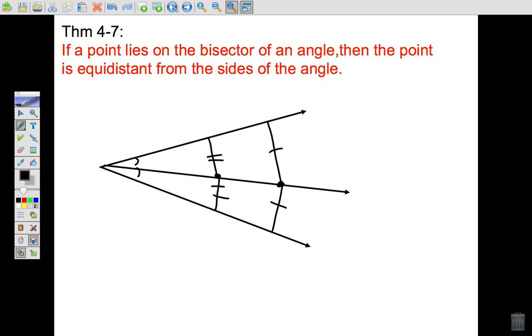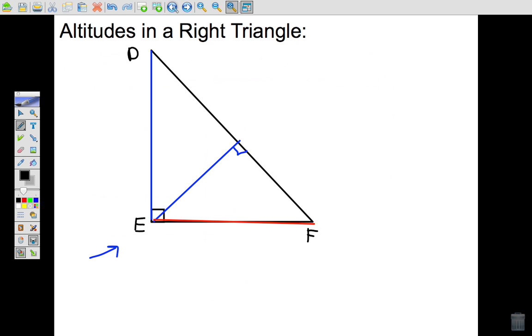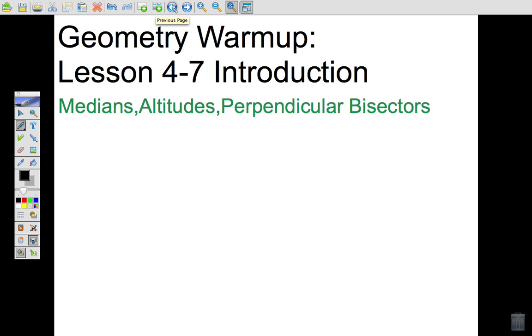Okay, now, that's, again, a lot of definitions, but make sure that you have those down carefully in your notes. And again, this topic was medians, altitudes, and perpendicular bisectors.